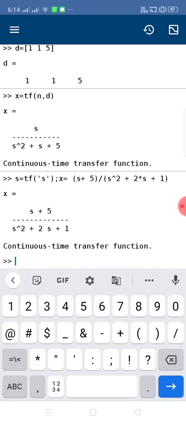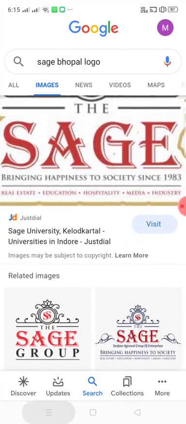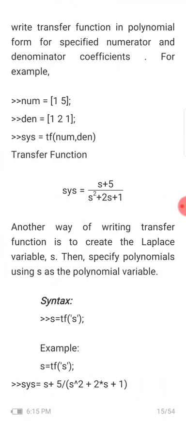So instead of writing the polynomial coefficients of numerator and denominator separately, we can write the transfer function directly by using tf as command. So this much about today's experiment. Thank you, students.